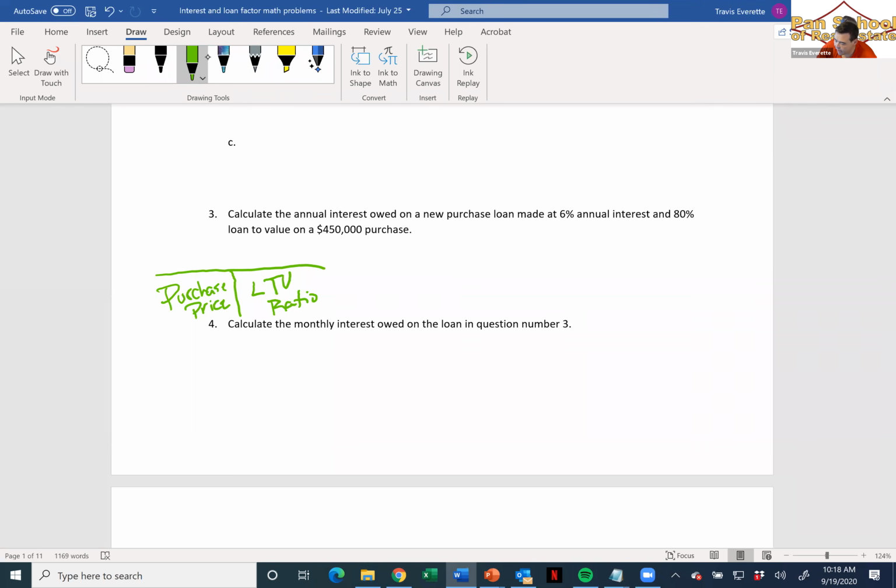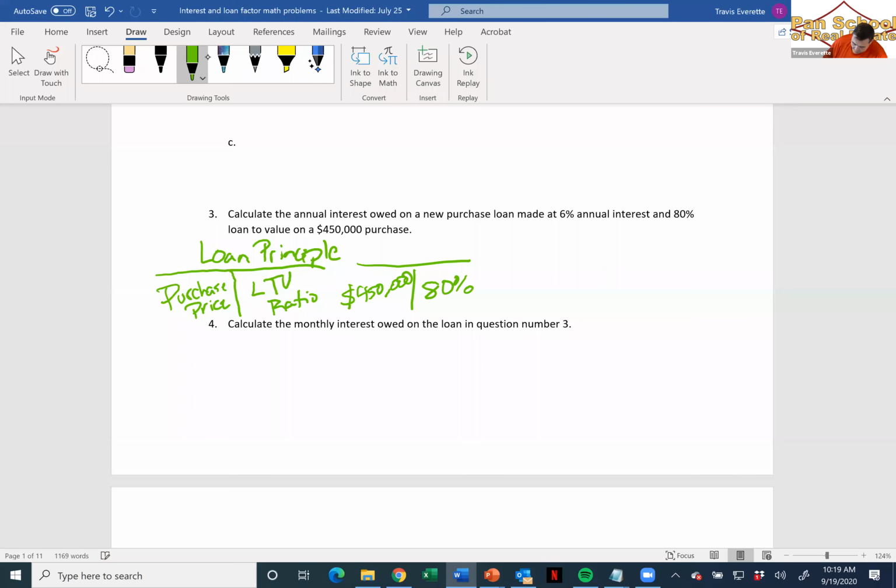Can't we multiply those two together to get the loan amount or the principal balance? Doesn't that make sense? So on a question like this, the first thing I need to do is calculate my loan amount. And the way I'm going to do that is I'll say my value of the property or purchase price is $450,000. And my loan to value ratio is 80%.